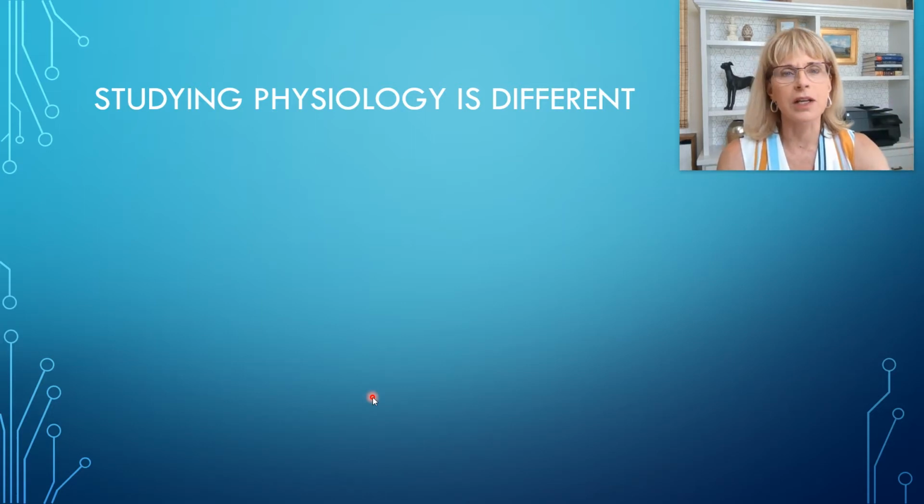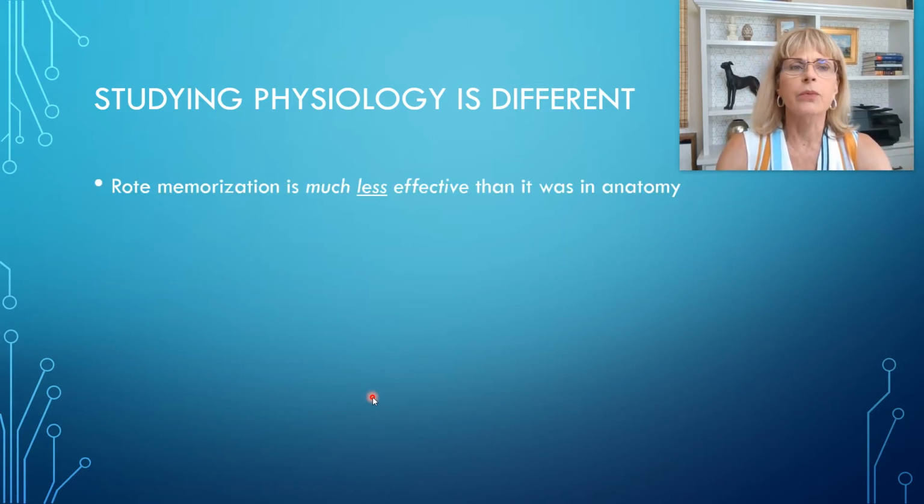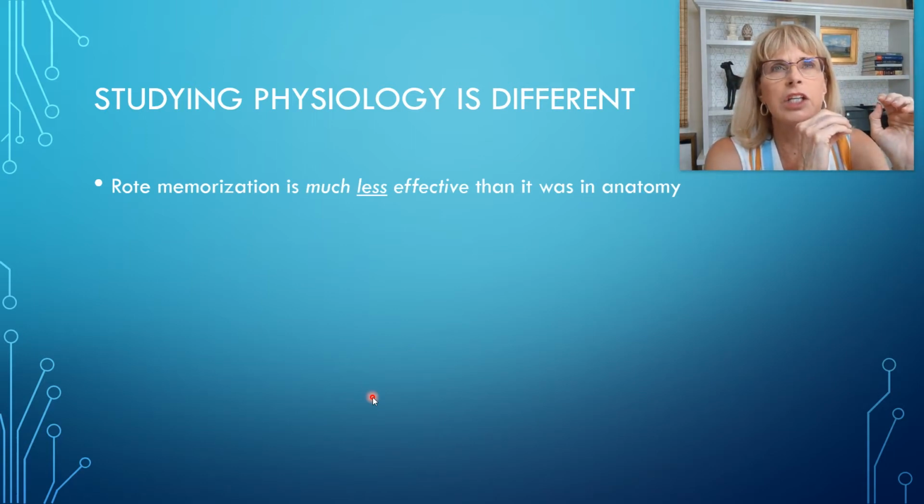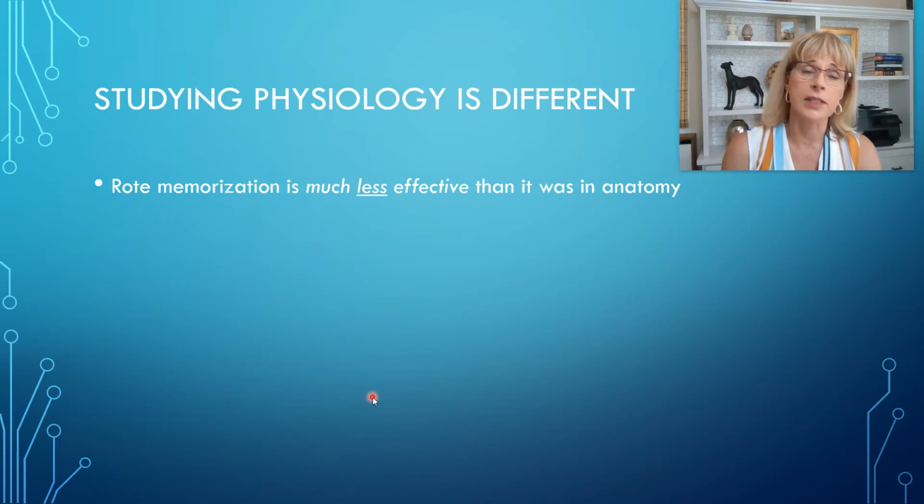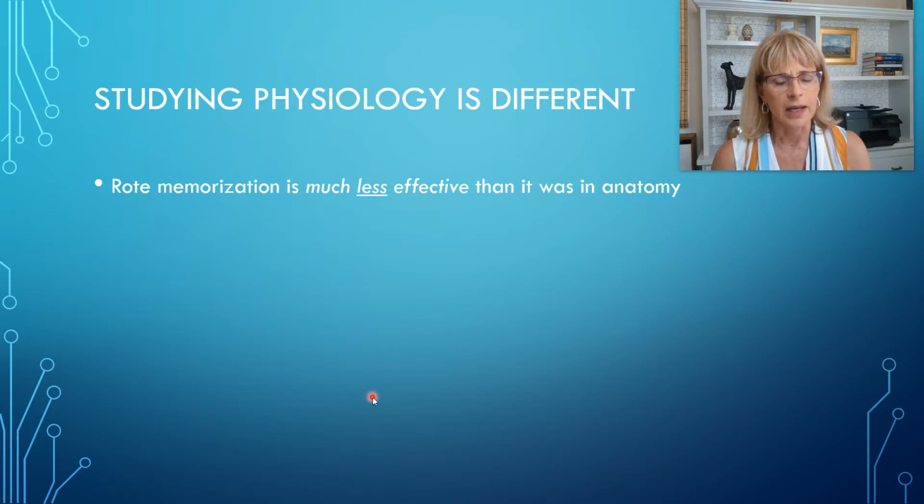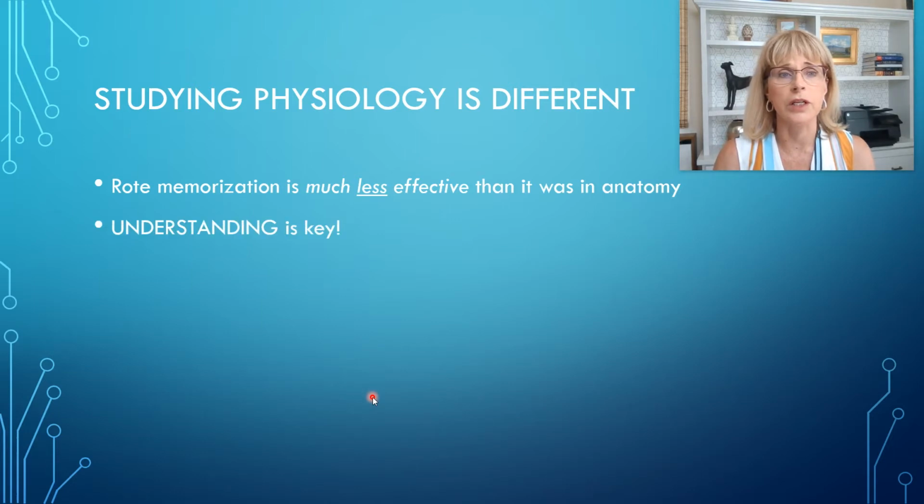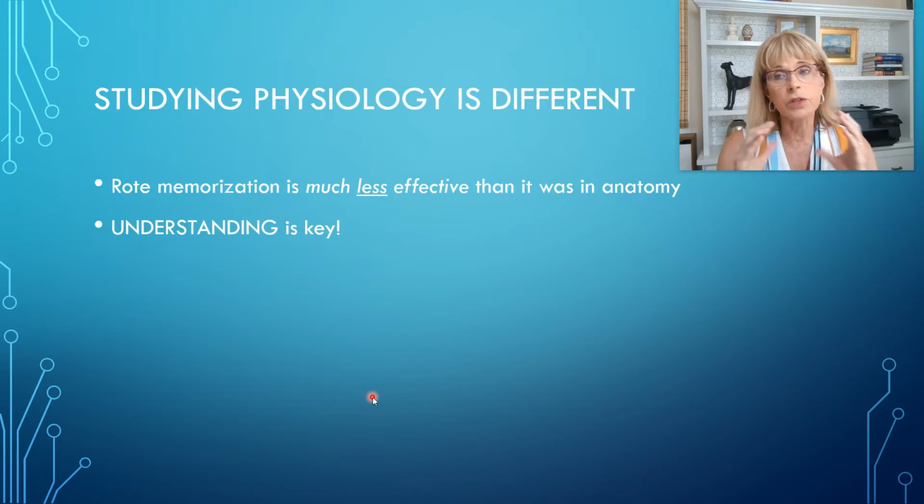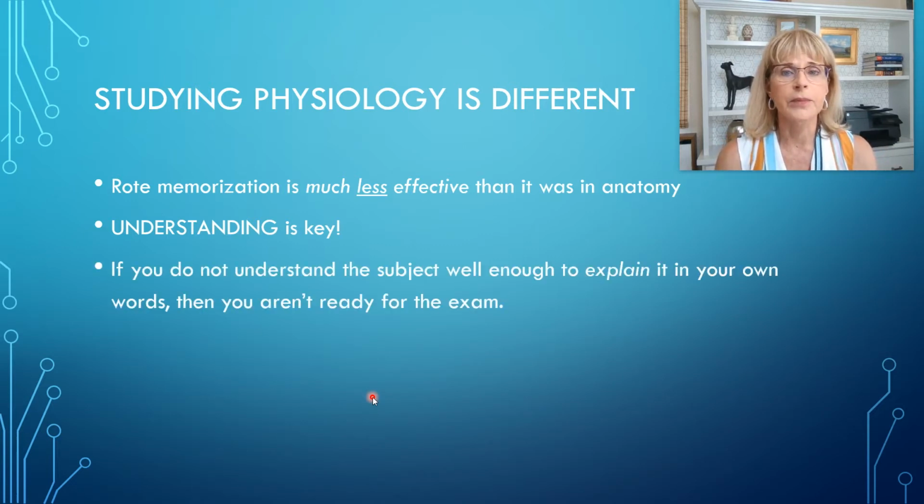I've told you before that studying physiology is different. When I say that studying physiology is different, what I mean is that you can't really memorize it. You can memorize anatomy. You can memorize a lot of things, but it is much less effective to try to memorize physiology. So what's the alternative to memorizing? The alternative to memorizing is understanding. And this video is going to focus on one of the central keys to understanding physiology, okay?